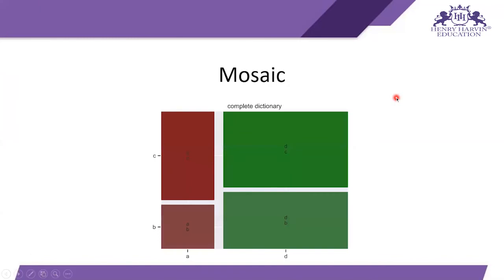Next comes the mosaic plot. Here we grab the amount of area, which is these tuples: AC, AB, DC and DB. I mark AB as one quantity, AC as two quantity, DB as three quantity and DC as four quantity. According to their quantity, they get their area in the full graph, the full plot.